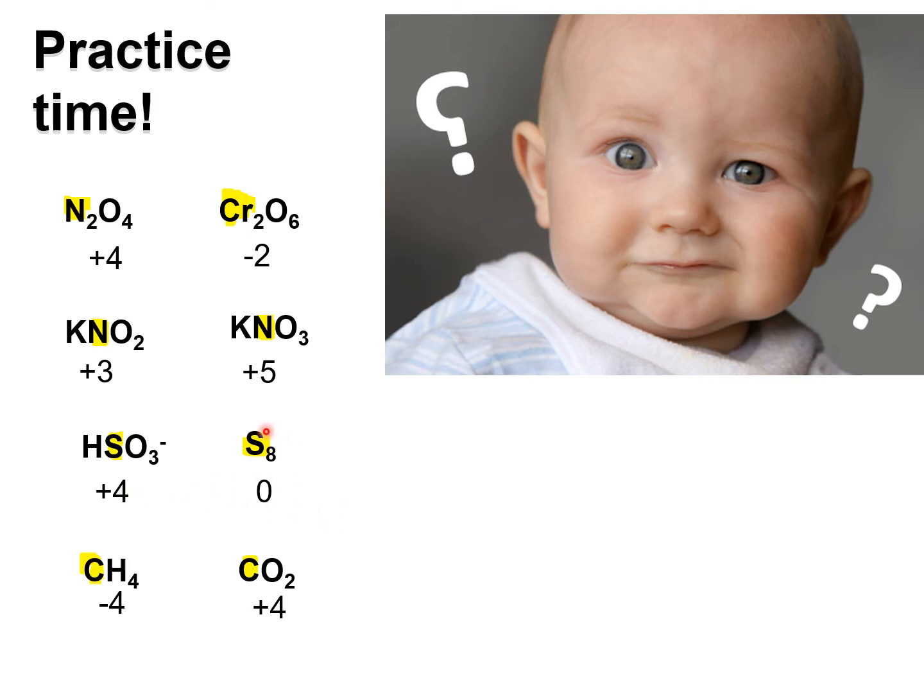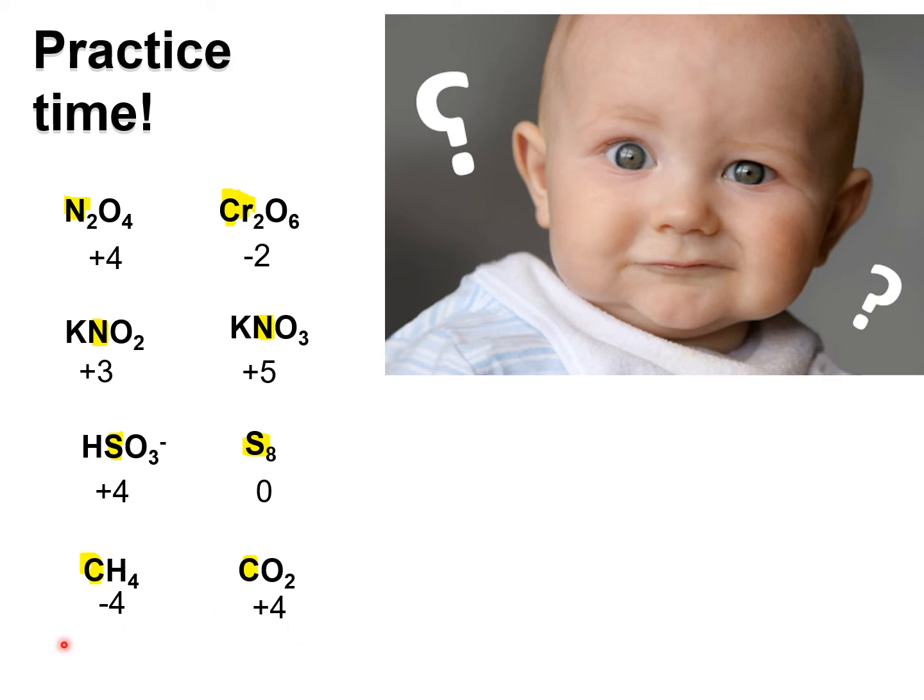For sulfur, this one was a tricky one. It seems like a complicated molecule, but all the bonds are between sulfur and other sulfur, so it's sulfur in its elemental state, so the oxidation number is 0. Here you need to keep in mind that the sum of all the oxidation numbers should give you -1, because there is a -1 on the molecule, so it's +1 plus X plus 3 times -2 equals -1, and then you solve for X. And these two are interesting, a hydrocarbon, methane, and carbon dioxide, -4 and +4.